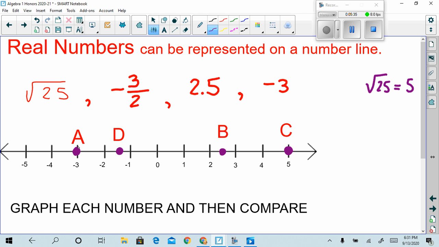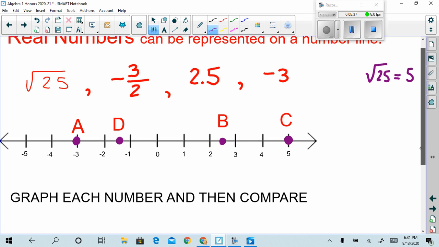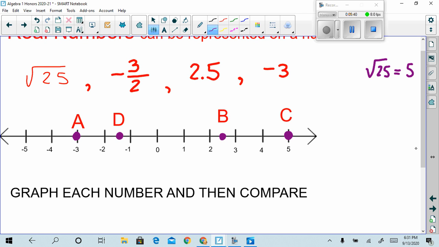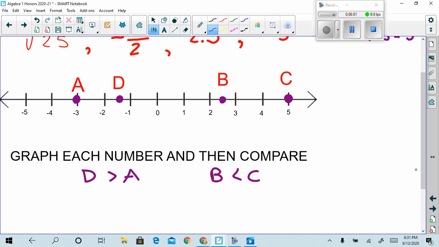Now that I've graphed them, I can use these numbers or their corresponding letters to compare them. I could say that D is greater than A. I could say that B is less than C. And you see that I can use this now to compare them, but I could also use this to order from least to greatest, which is ascending order.